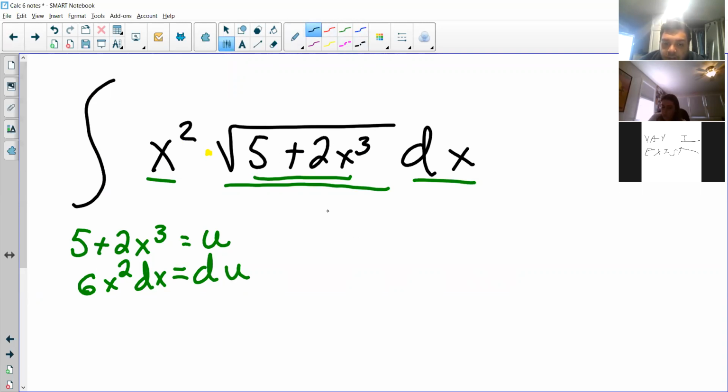All right. So I'm going to rewrite this integral as x squared, the square root of u du, or dx, my bad. I have not made a du yet.